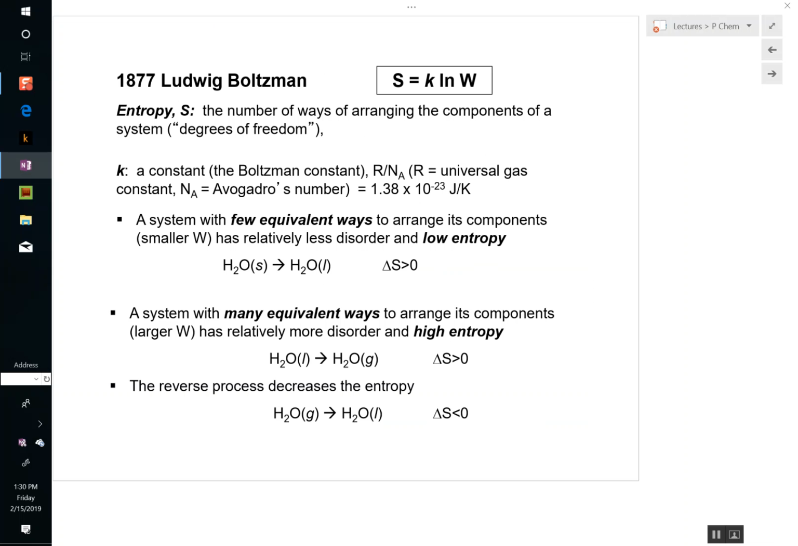All right, we already talked about this. Boltzmann was looking at the number of ways that you can arrange components of a system and getting this fundamental equation. Entropy is equal to the Boltzmann constant times the log of the number of ways of arranging it.